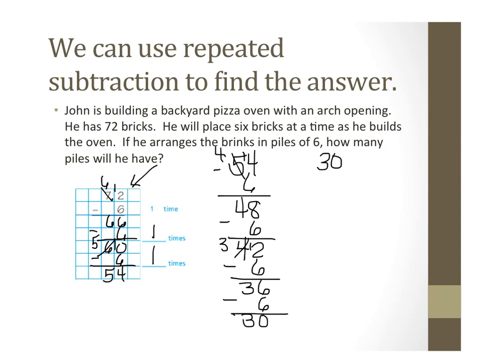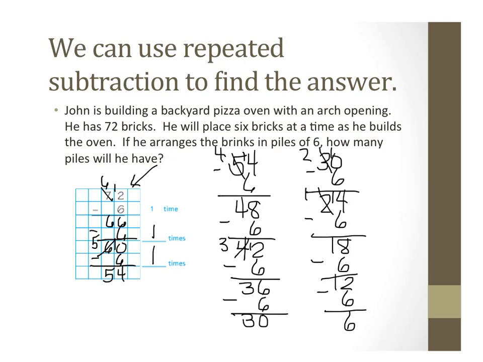I still have 30 bricks. I'm still subtracting. 10 minus 6 is 4. I'm down to 24. I'm getting closer. 14 minus 6 is 8. I can still keep subtracting. Oh, I'm almost done. 12 minus 6 is 6. And 6 minus 6 is 0. Whew! Let's see how many piles he made to finally find my answer.